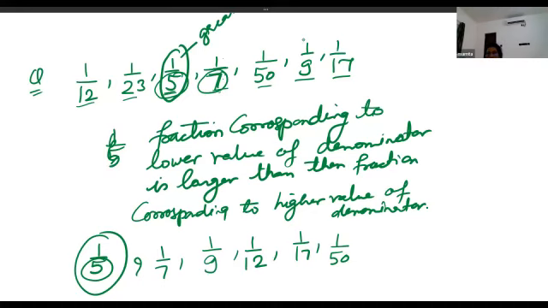Soumya, is it clear? Yes, ma'am. Okay. If the numerator is the same, then the fraction corresponding to the lower value of denominator will be greatest. So 1 by 5 is greatest, then 1 by 7, then 1 by 9. 1 by 50 will be the least value of fraction. Why? Because 50 is highest. So 1 by 50 will be least.